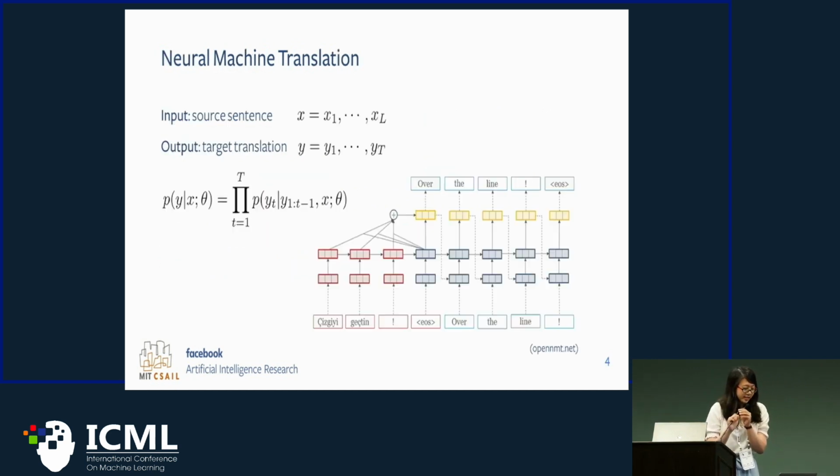Specifically, the task of machine translation is that given a source sentence X consisting of words X1 to XL, we want to output its target translation Y from Y1 to YT. A standard neural machine translation model factorizes P(Y given X) autoregressively into the product of the probability of each word given source sentence X and all previous words.